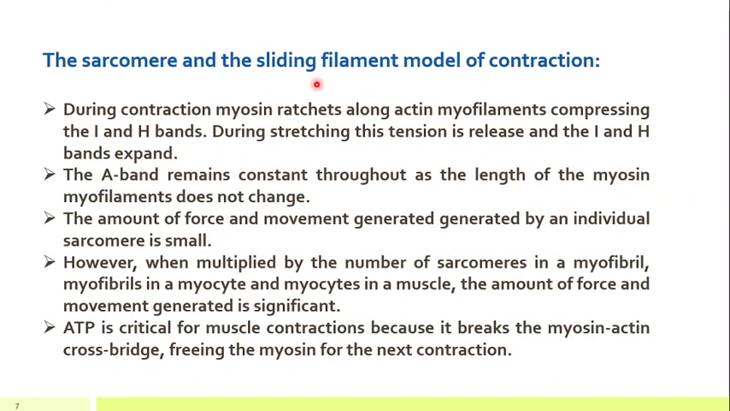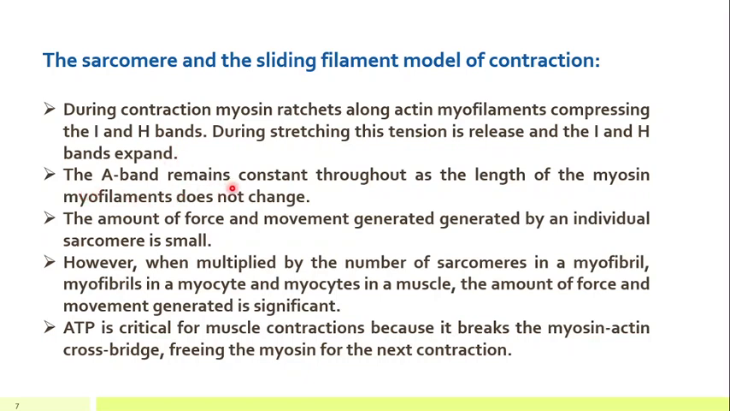The sarcomere and the sliding filament model of contraction. During contraction, myosin rushes along actin myofilaments, compressing the I and H bands. During stretching, this tension is released and the I and H bands expand. So the distance between the two I bands gets reduced at the time of contraction. Are you getting it? When the distance of the H band gets reduced, the muscle is in the contraction stage, and when the I band and H band get relaxed and the tension is released, they are in expanded form and the muscle is relaxed.